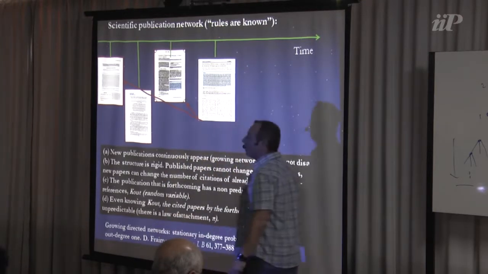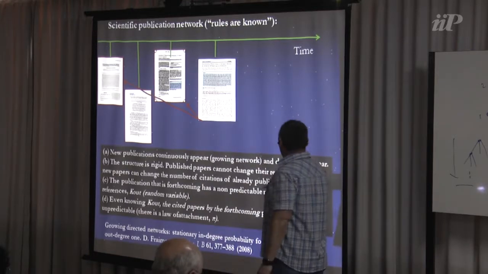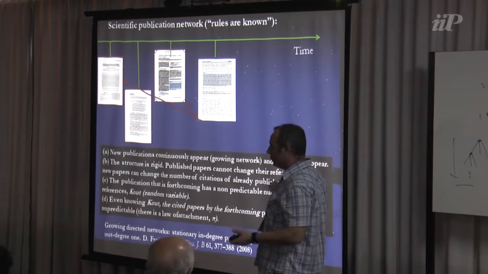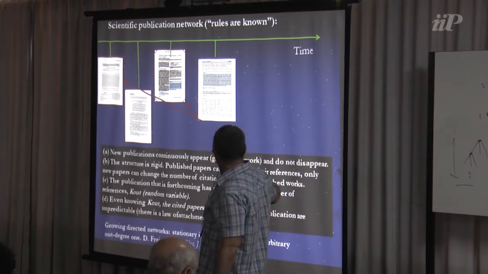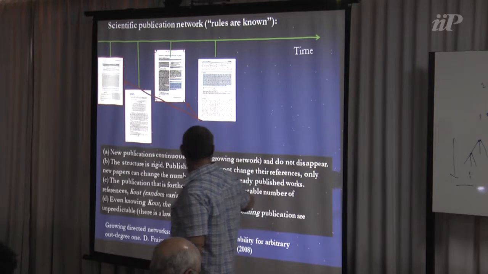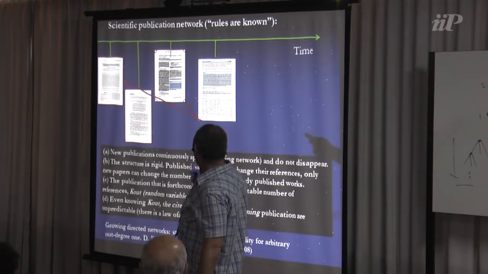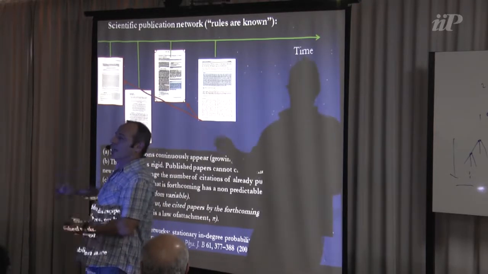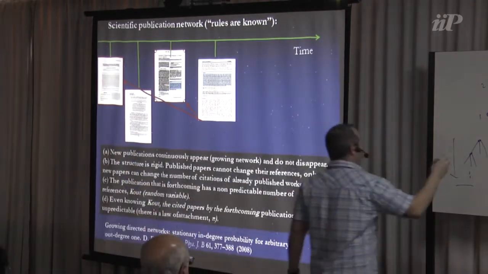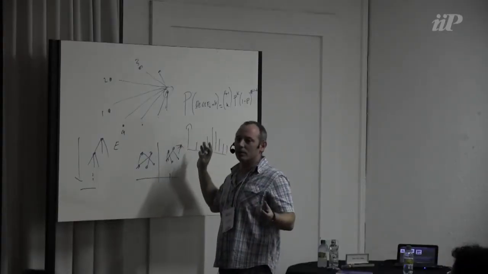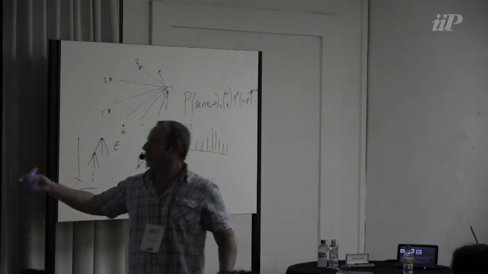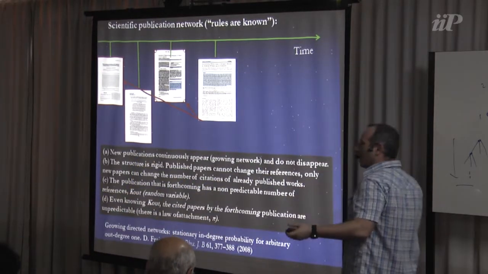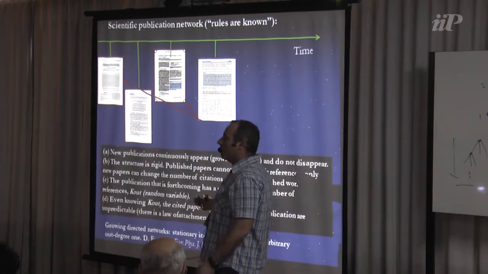New publications continuously appear, really it's a growing network, and they do not disappear, important. The structure is rigid, that means published papers cannot change their references; only new papers can change the number of citations of already published works. Only new papers can change. The forthcoming publication has no predictable number of references. So this is an important thing. In the Barabási model, they say the new node will have M links, M whatever you want, 3, 4, 5. But if you look at papers, perhaps one has 20 references, another 15, another 80. So the number of references is a random variable.